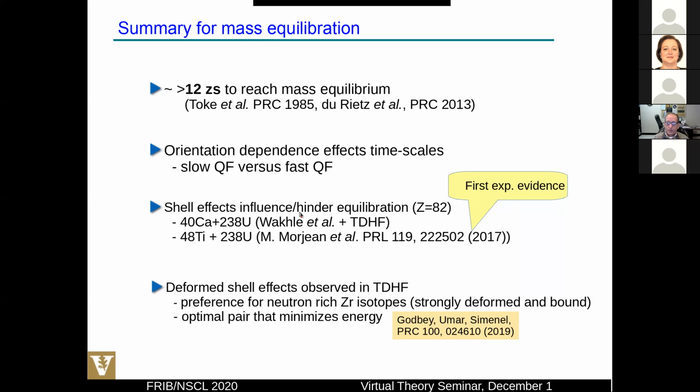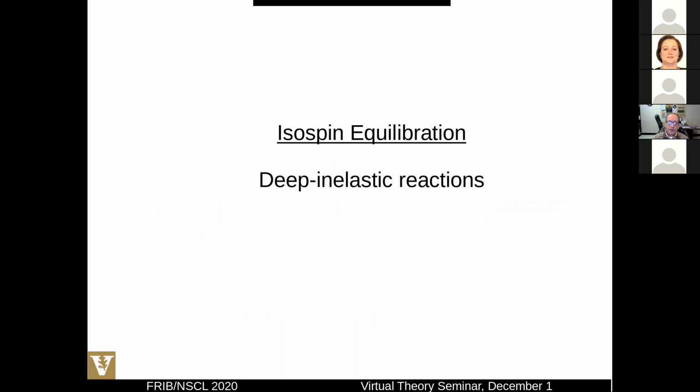For these systems, we have seen that the lead 208 seems to have a major influence in the fragment formation. And they actually measured experimentally the charges of the fragments, and it was centered around 82. That was determined too. And for the other system, we saw that we have some deformed shell effects and preference for neutron-rich zirconium isotopes was the general tendency. Okay, so that was for the mass equilibration.